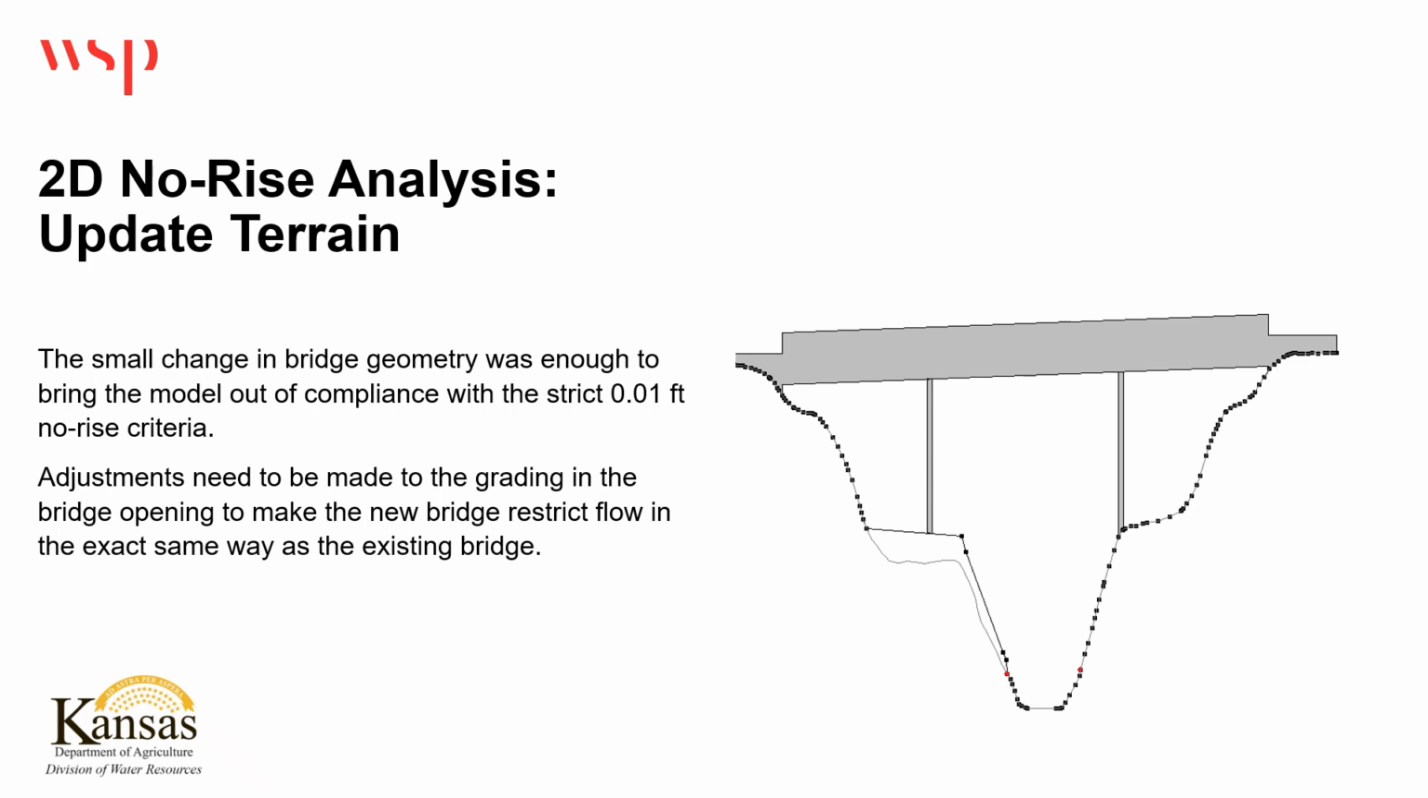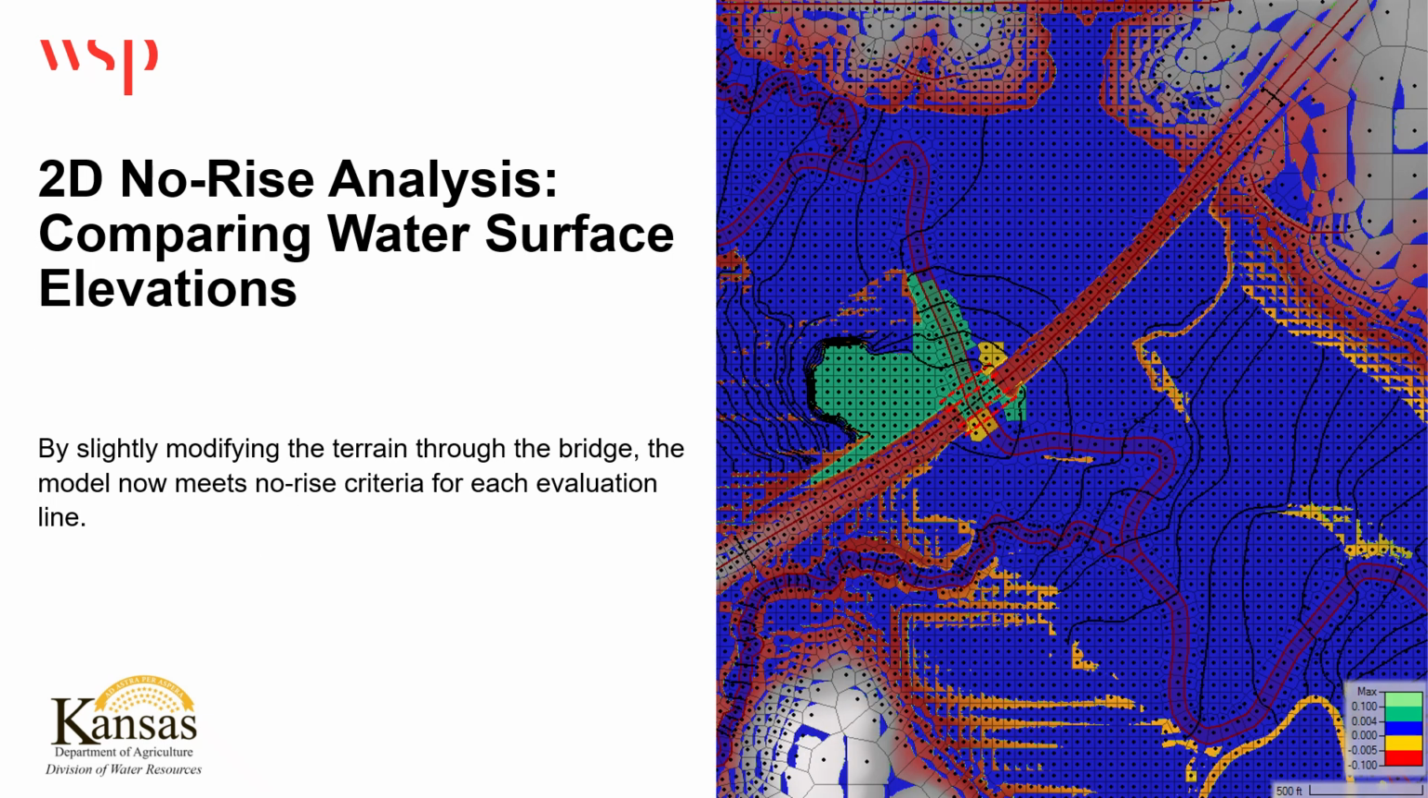So to fix this, we need to adjust the grading inside of our bridge so that the level of restriction in the new bridge design matches the existing bridge. These 2D models can be very sensitive to even small changes in the bridge geometry. So it can be tricky to get these models to meet that strict 1/100th of a foot no-rise criteria. It can take many iterations of small changes to that geometry, but these criteria can be met.